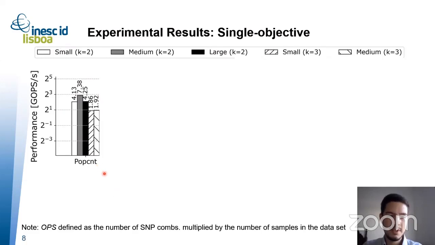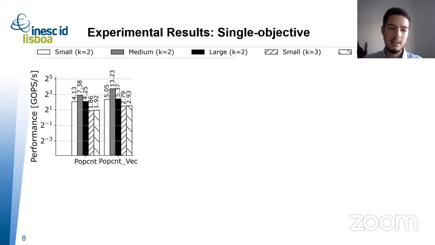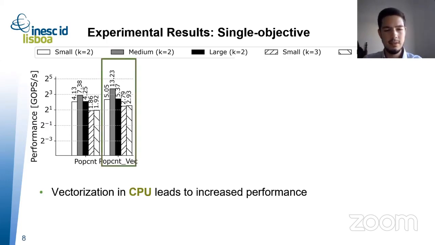The first result presented will be the population count based algorithm running only in the CPU. And after that, we have the population count based algorithm running only in the CPU with vectorization enabled. This allows us to compare the effects of vectorization, and looking at these results, we can conclude that using vectorization in the CPU will lead to increased performance.